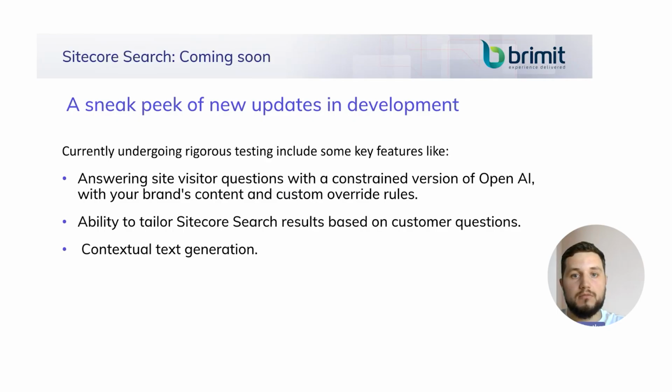Finally, you can see Sitecore has created a powerful search engine. Of course, it is only the start. Sitecore will improve Sitecore Search, but you can start to use it now. We are also waiting for the release of new features such as answering site visitor questions with OpenAI, the ability to tailor Sitecore Search results based on customer questions, and contextual text generation.